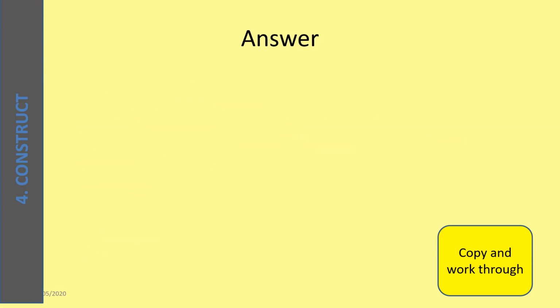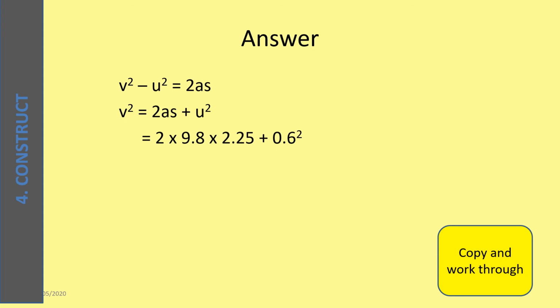So, having done that, first of all, write down your equation. v squared minus u squared equals 2 times a times s. Now we need to rearrange it. v squared equals 2 times a times s plus u squared. Then you can substitute all your figures in, and it gives you a figure of 44.46 for v squared. To find v, you take the square root of it, and that equals 6.67 meters per second. Now this is one of the most difficult questions that might come up.